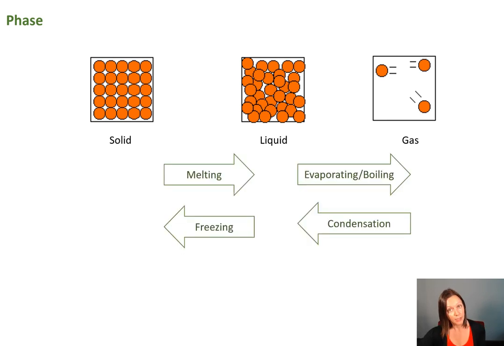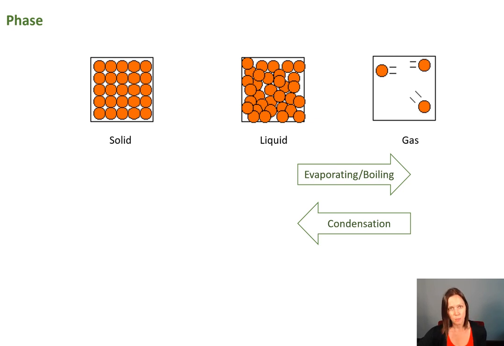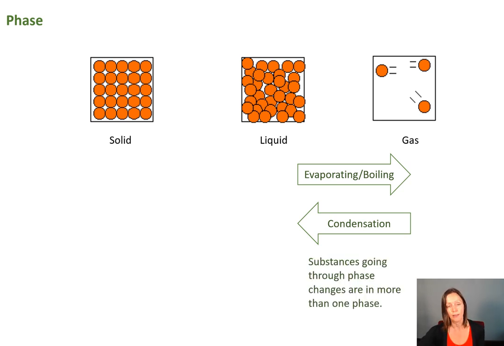We'll talk about phase changes a lot in this class, and we'll focus primarily on the phase changes from a liquid to a gas or vice versa. So evaporation and condensation. Now when you've got a liquid, you've got one phase. When you've got a gas, you've got one phase. But if you're going through a phase transition, so evaporation or condensation, you've got two phases present. You've got liquid and gas, so two phases. And that's going to be important to remember.